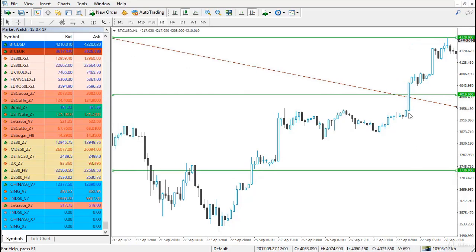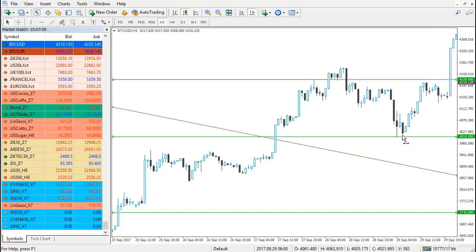What we have is a buy stop we set at $4,010, and we have a take profit of 4,220. So I hope here you can see it. What happens? We enter here and our take profit is here.